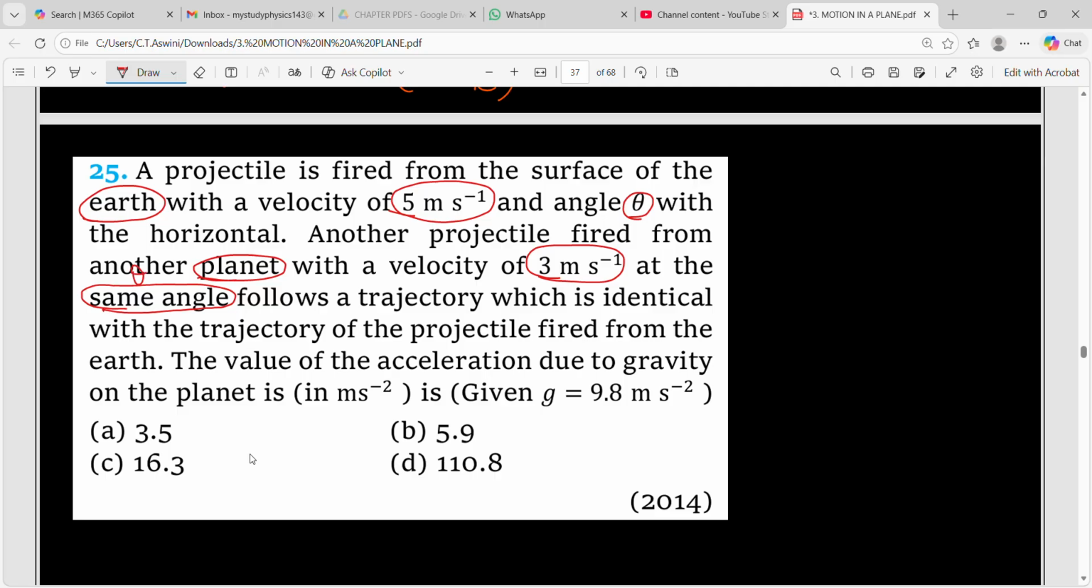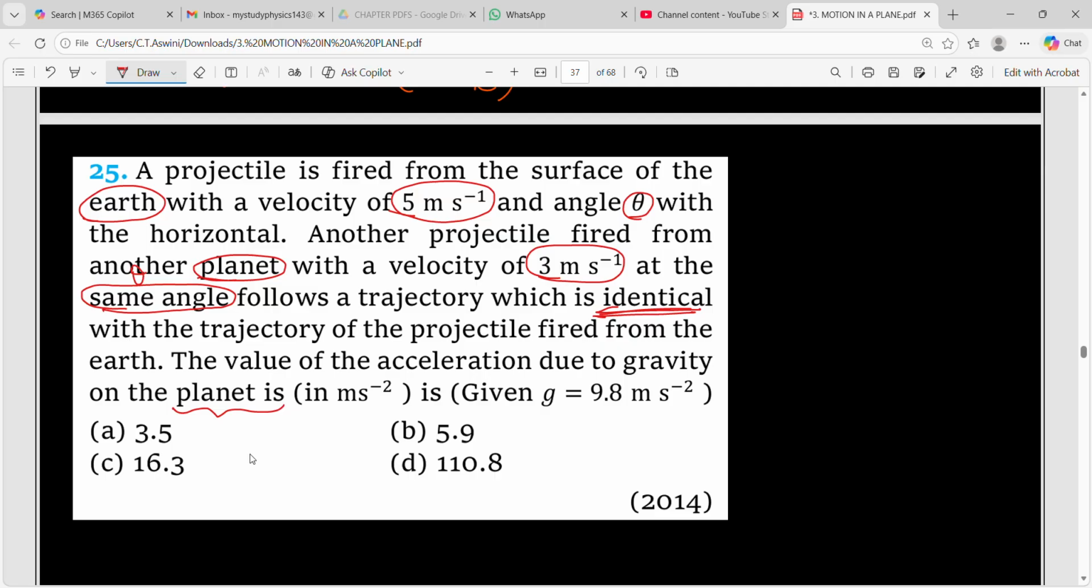It follows a trajectory which is identical with the trajectory of the projectile fired from the earth. This is a key point in the question. Read this statement. The trajectory is identical. That means the distance traveled along x and along y is same for both the projectiles. The value of acceleration due to gravity on the planet is? So we have to find the acceleration due to gravity on the planet.